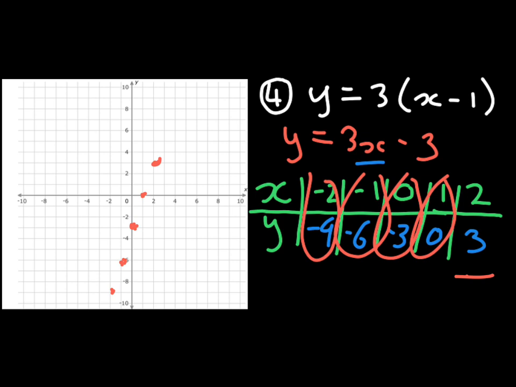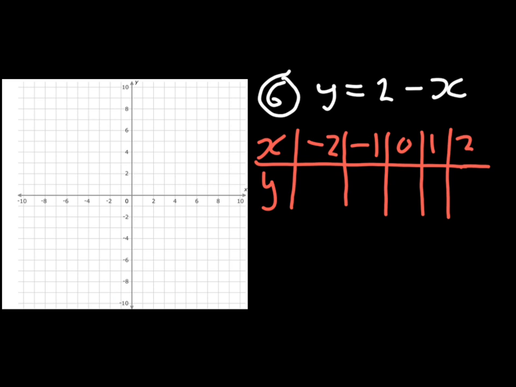Lastly, we need to connect these up using a ruler. And once we have done that, we need to label our graph. So that was y equals 3x minus 3. And that is it for question number 4.